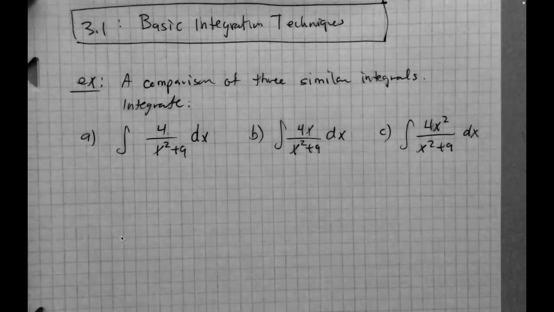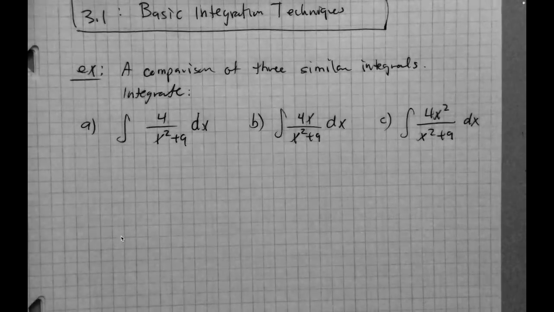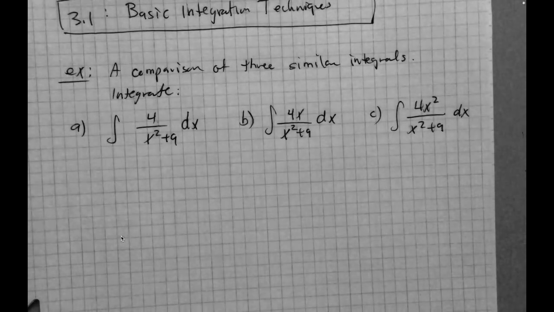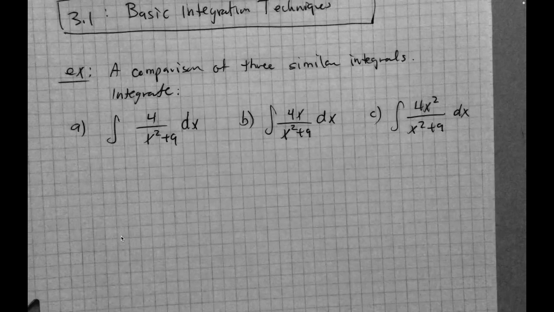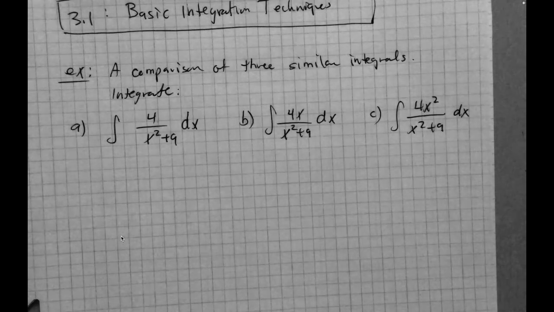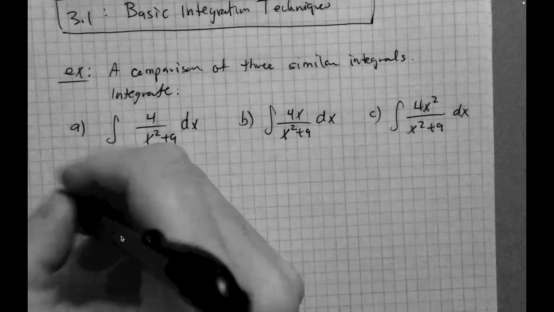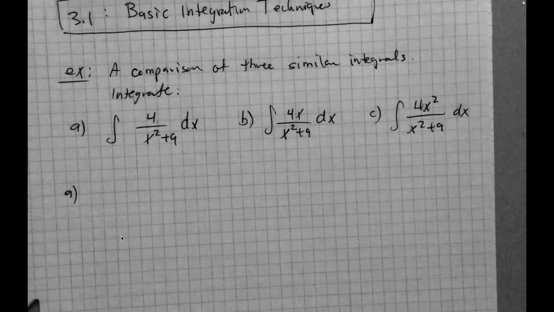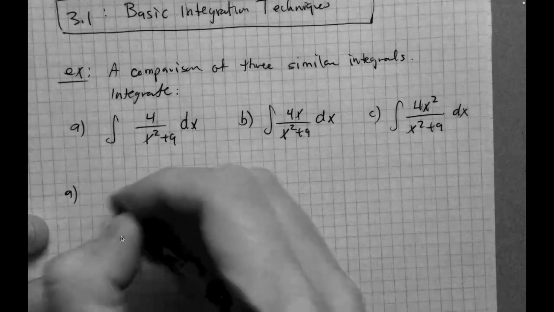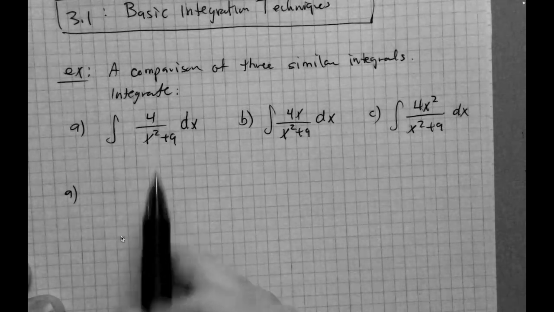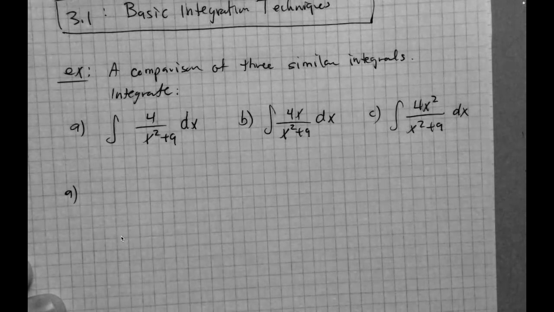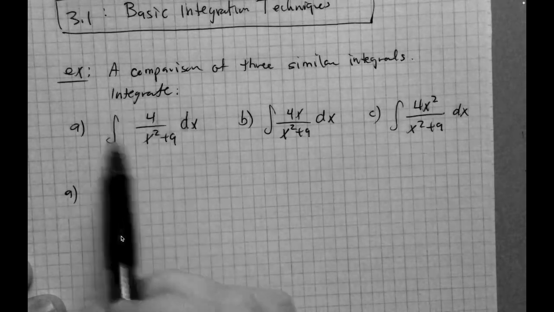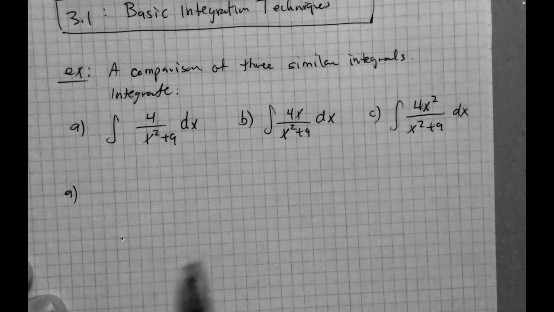But that slight variation causes the integration technique that's required, the integration rule, to be totally different. Okay, so let's start with part A. So in part A, for this guy here, we can basically use the arctangent rule. Right, so this has the form of the arctangent, right?